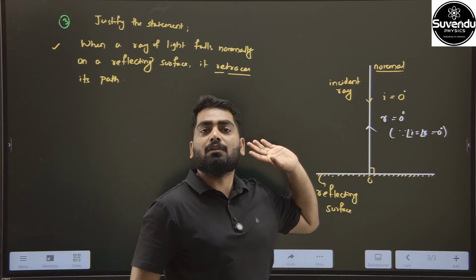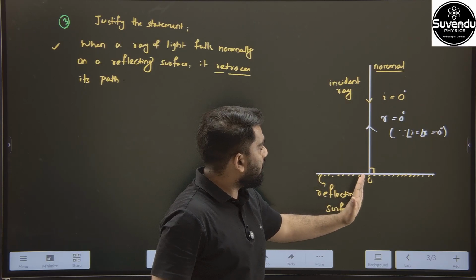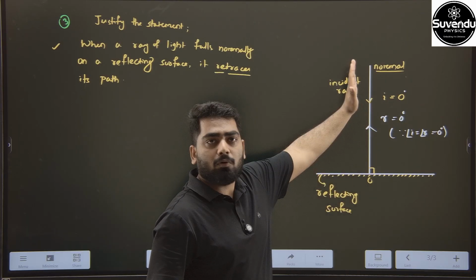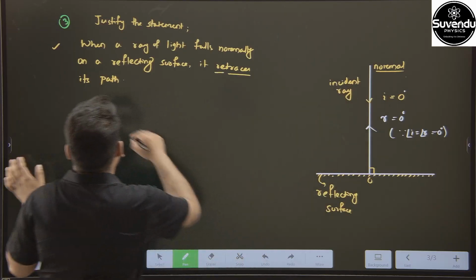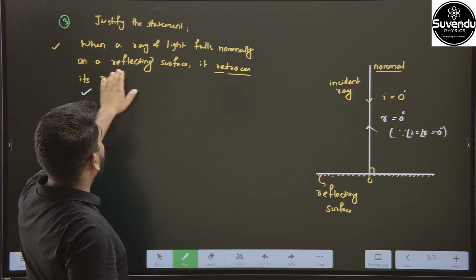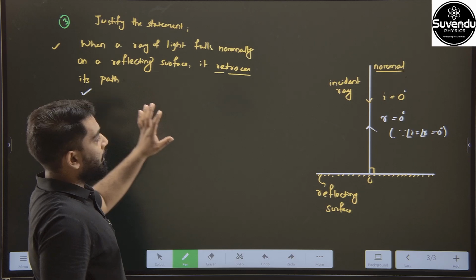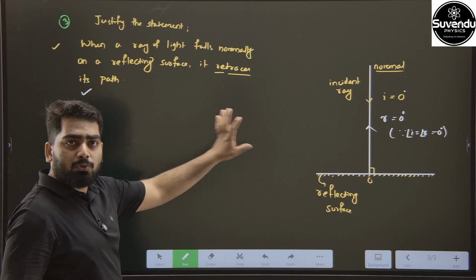will be 0 degree. तो देखो अब ये क्या कर रहा है? देखो जिस पाथ पे आ रहा था उसी पाथ को फॉलो कर रहा है. That means when a ray of light falls normally on a reflecting surface, it retraces its path. अभी डायग्राम के हिसाब से हम लोग उसको एक्सप्लेन कर चुके हैं.